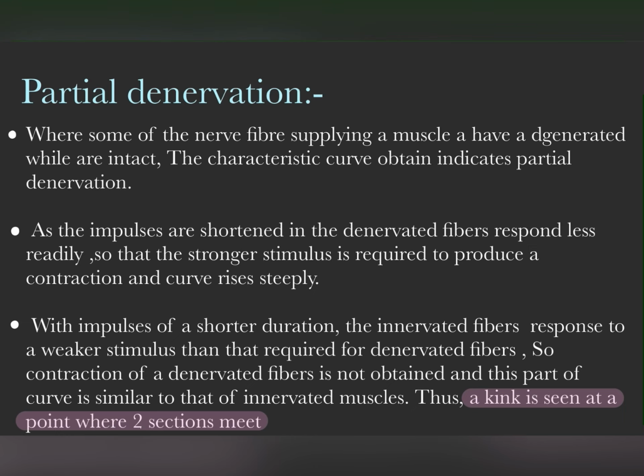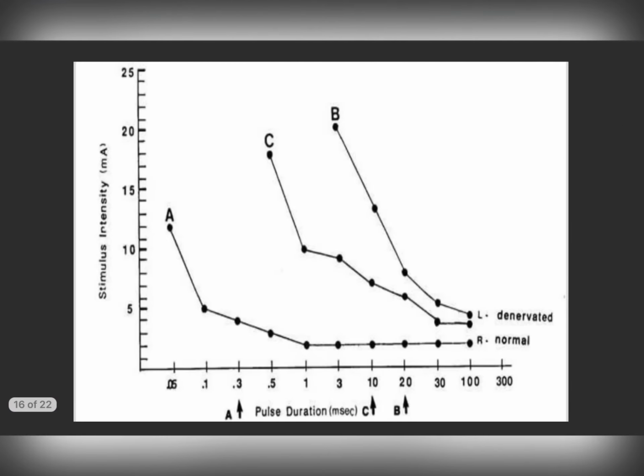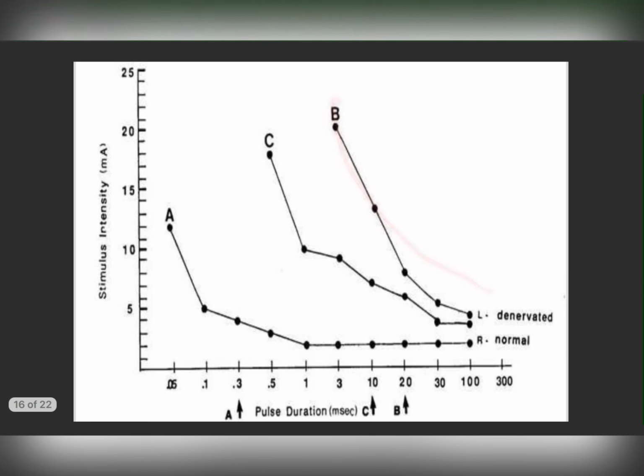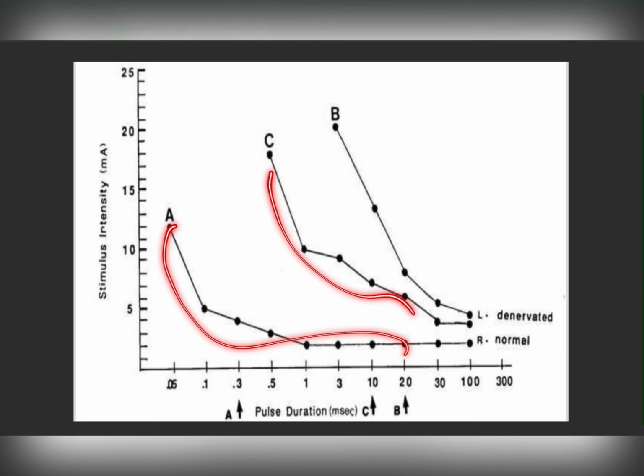With impulses of shorter duration, the innervated fibers respond to a weaker stimulus than that required for denervated fibers, so contraction of the denervated fibers is not obtained, and this part of the curve is similar to that of innervated muscles. Thus a kink is seen at the point where the two sections meet. Denervated, normal, partially denervated.